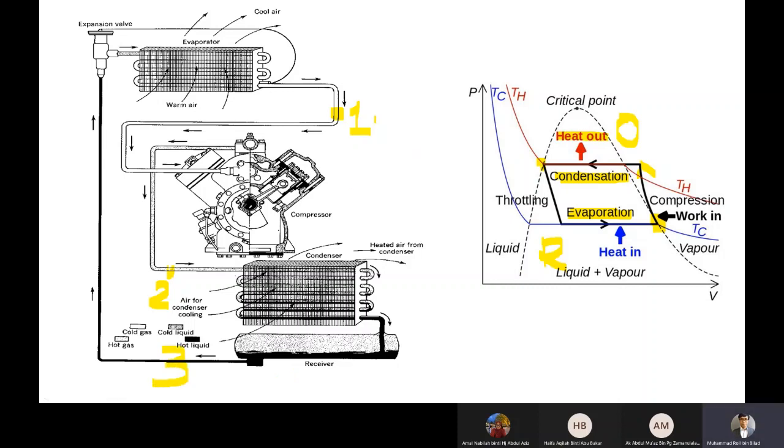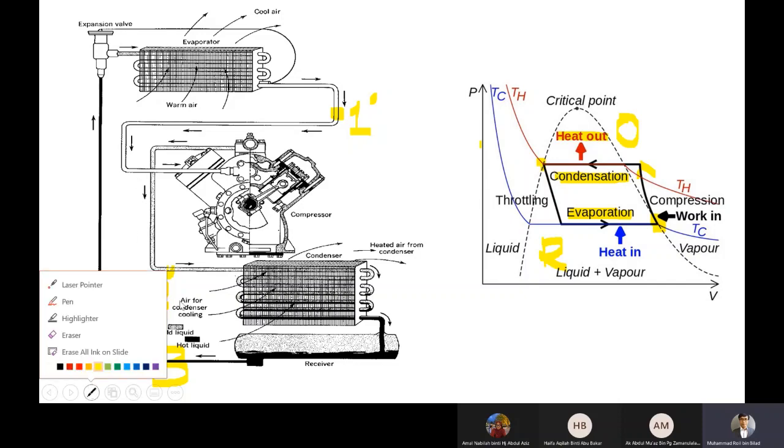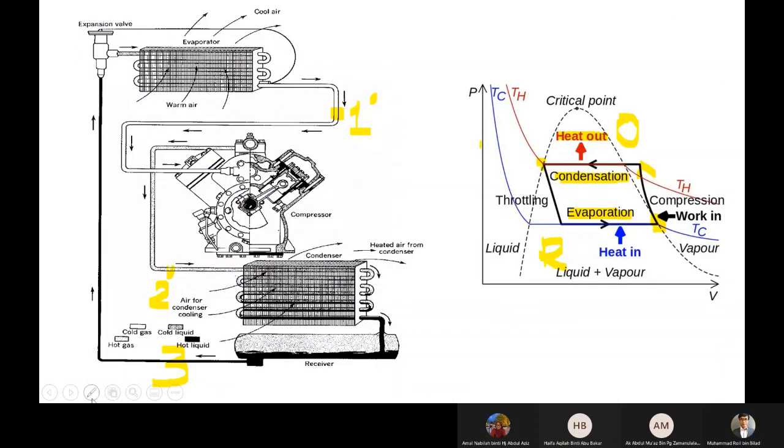I think I will go back. I will explain this one in the next slide. That is point 3. Then it goes to the expansion valve. At this point, this is point 4. So basically there are 4 points, and we'll spend quite some time to learn about the refrigeration cycle.